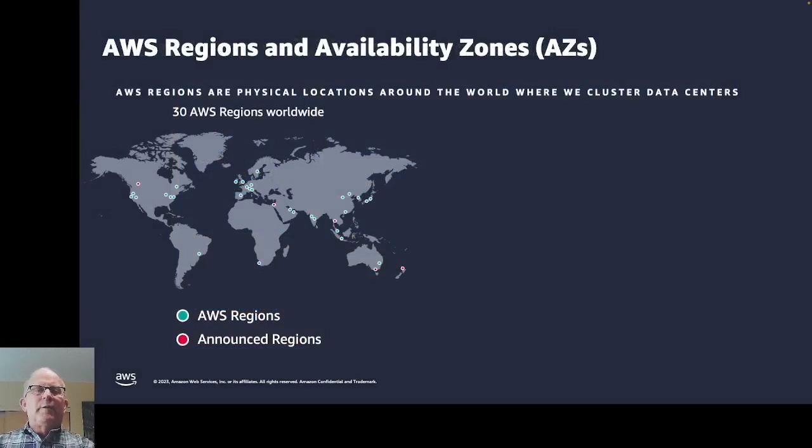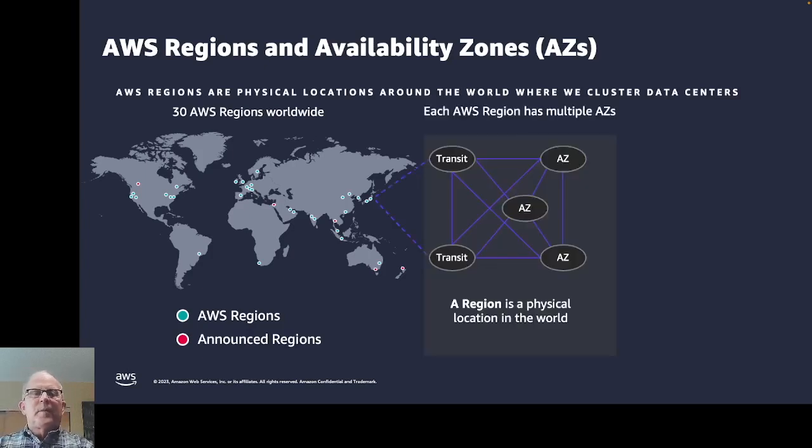Now here's an example of how AWS implements resiliency of the cloud. AWS has 30 regions located all over the world and 5 more AWS regions coming soon. Within these regions, we have 96 availability zones, or we call them AZs. AWS regions are actually geographically organized clusters of data centers. And each AWS region is composed of multiple availability zones, or AZs.